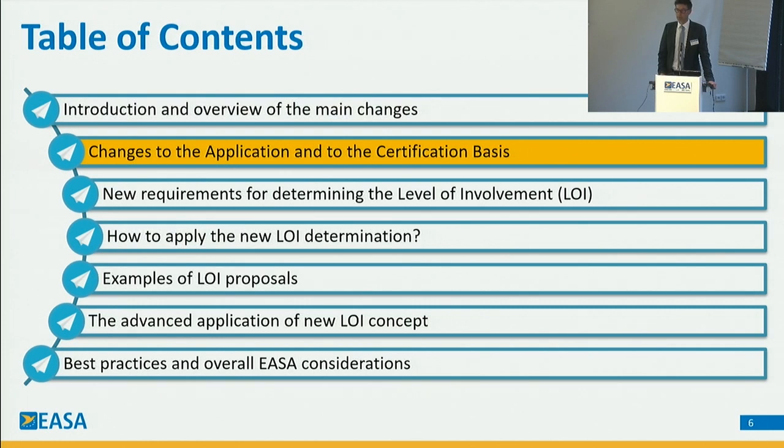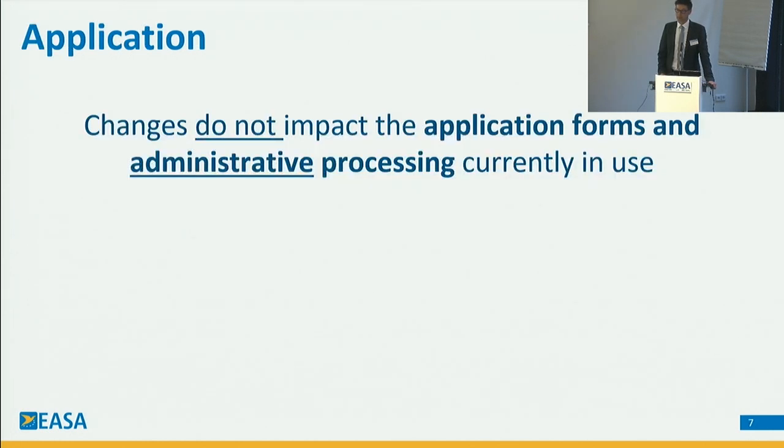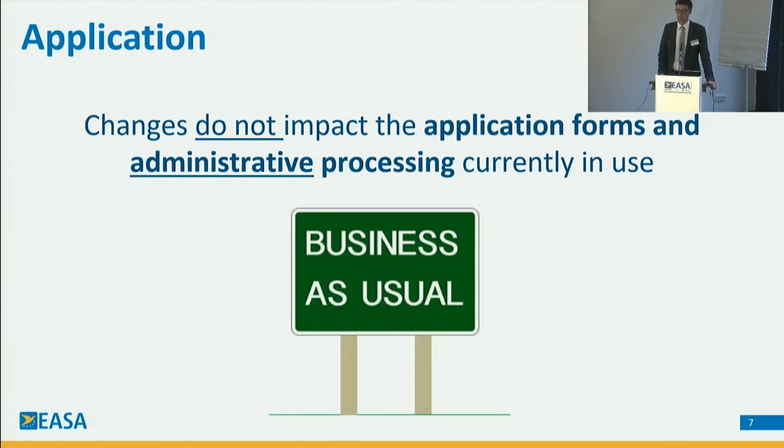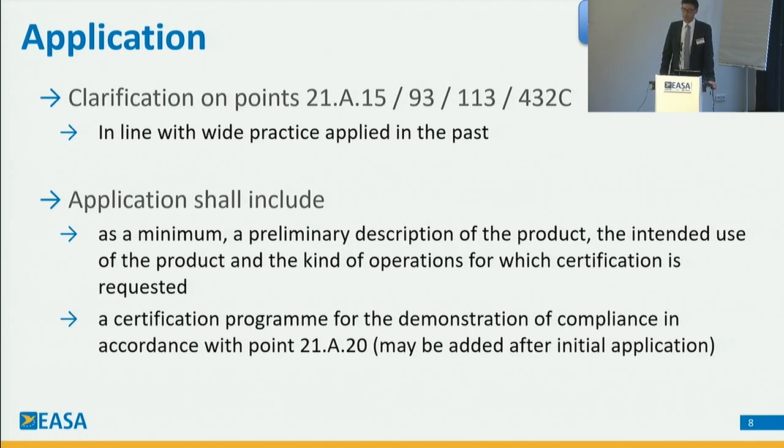So now we go into more detail of this whole process. What this change does not do, it does not impact the application forms and administrative processing currently in use. So you perform your application probably via the application portal, business as usual. Nothing is changed here. What we have provided in the application paragraphs, so 21A15, 93, 113, 432C, which is for TC, major change, STC, and for major repairs. And as Michael explained, in the top right corner you can see the paragraphs always related to Part 21.